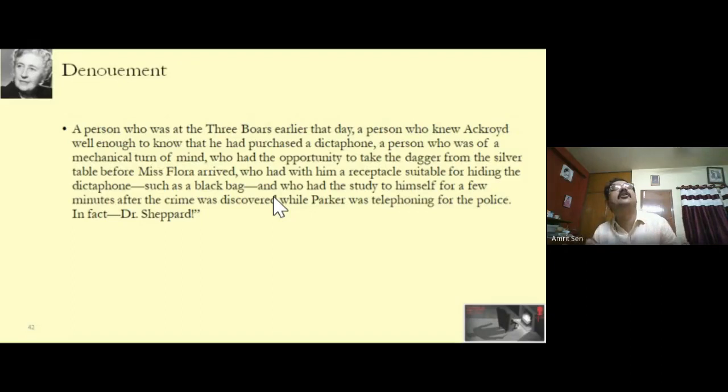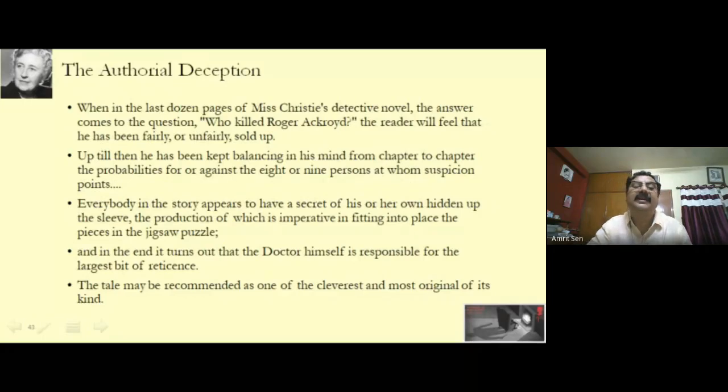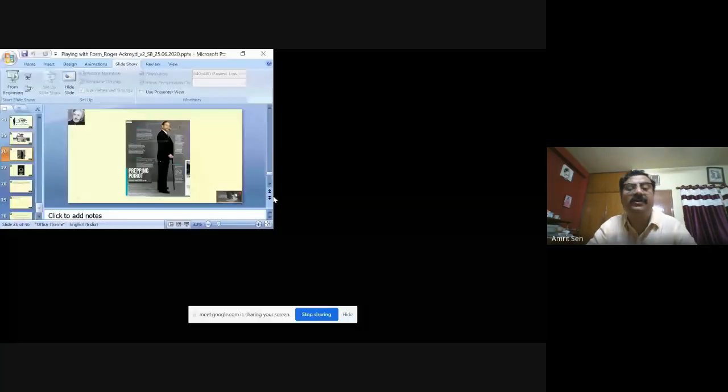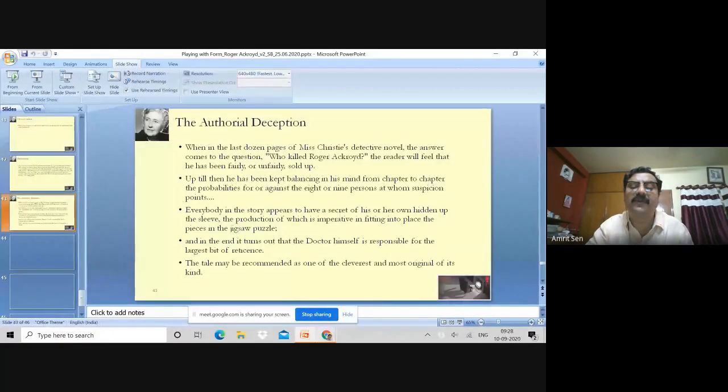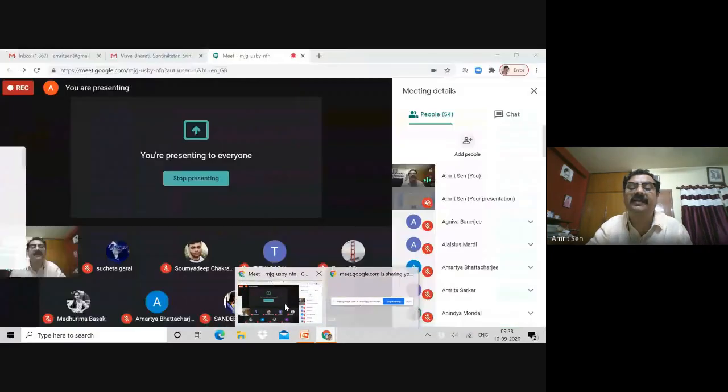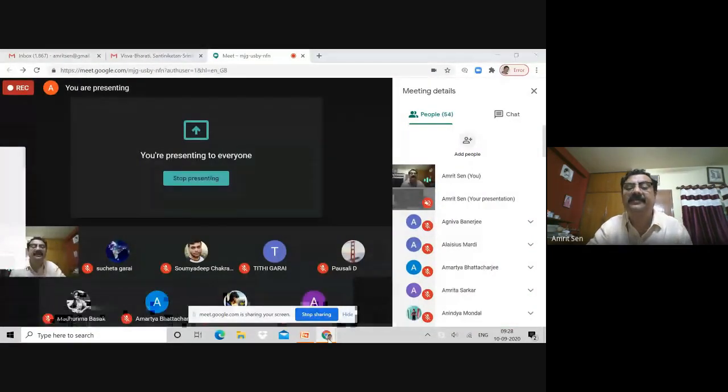This is the denouement, the final climax where the revelation occurs. And it says, this is the person who was at the Three Boars. This was the person who knew that Ackroyd had purchased a dictaphone. This is the person who had a black bag. This is the person who came to the scene of the crime while Parker was telephoning for the police. And therefore, this is Dr. Shepherd. So this is the denouement, the moment when the identity of the criminal is finally revealed, right?